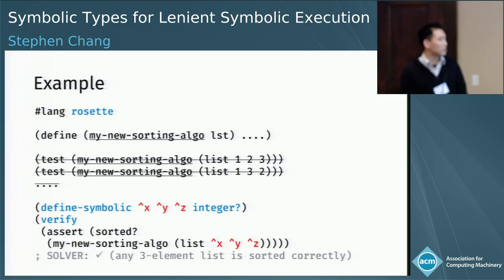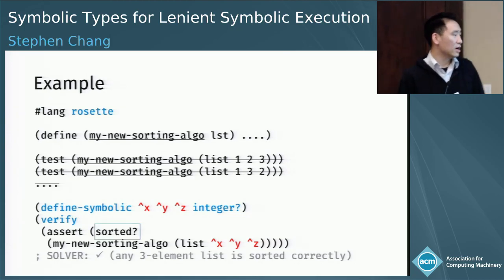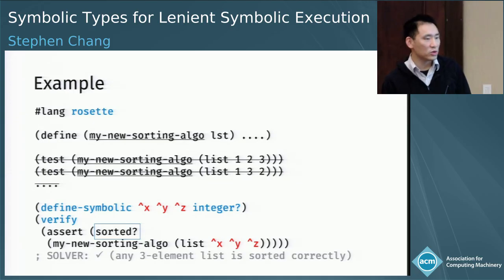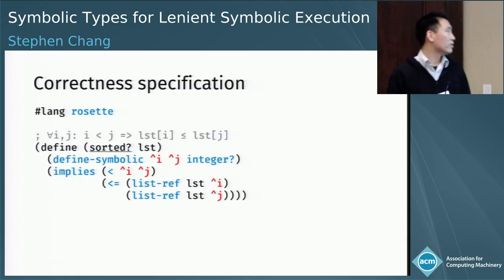And then I can call a solver. That's what this verify function is doing. I can call a solver to verify my assertion here that calling my new sort algorithm with any list of length 3 will satisfy this sorted predicate. And so here the solver is unable to find any counterexamples to my assertion and confirms that my algorithm is correct. So what does it mean to be correct?